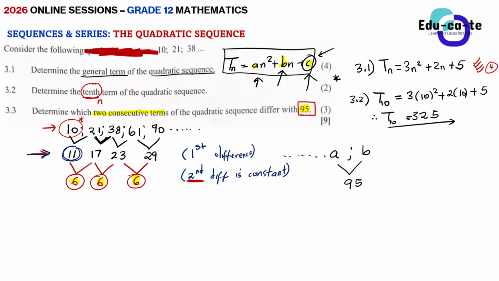So the second difference is an arithmetic sequence. So we're going to look for the position of 95. And then, with the position of 95, it's easy to find A and B. Okay. Did you guys quite get that?